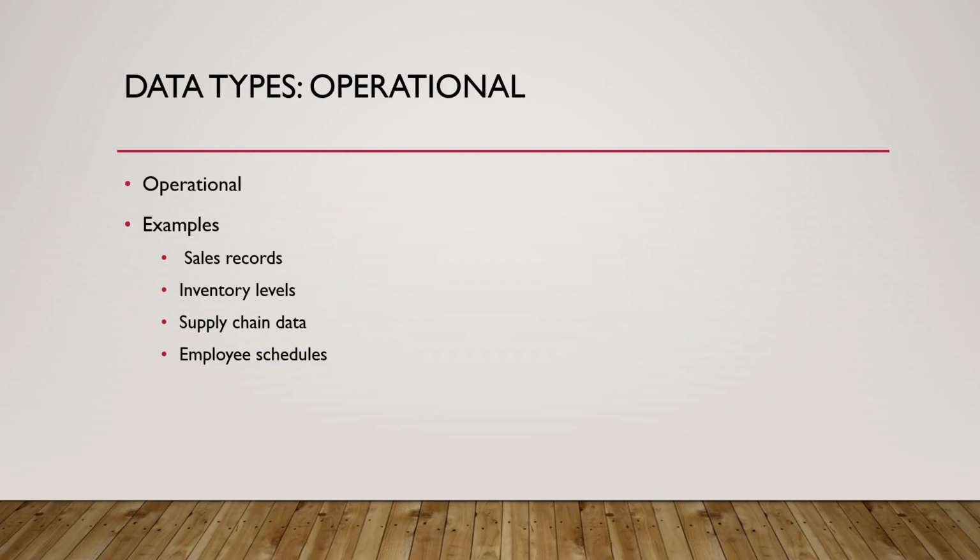Then we have operational data. Operational data refers to the information generated by the day-to-day operations of a business. You could have sales records, inventory levels, supply chain data, like where do they get their stuff, employee schedules. And while not always sensitive, operational data can still be targeted by threat actors to disrupt business activities. They could also use this information for social engineering.